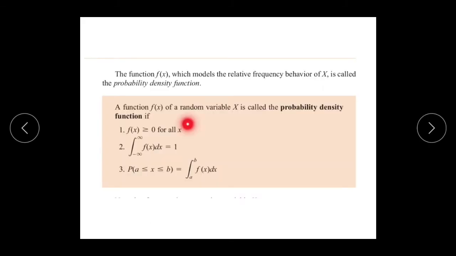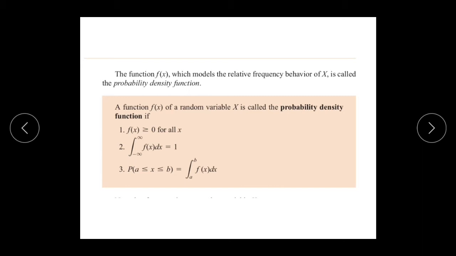The function f of x, which models the relative frequency behavior of x, is called the probability density function. A function f of x of a random variable x is called the probability density function if it satisfies these given conditions. Yan, tatlo. Kapag yung function ay nag-satisfy dito sa tatlo, masasabi natin na probability density function siya.